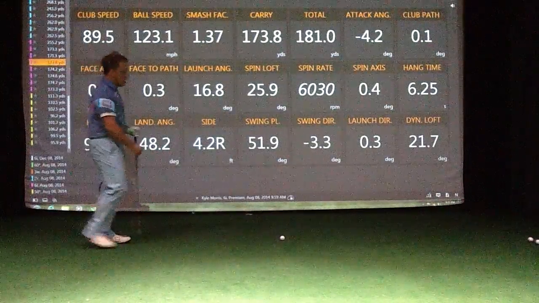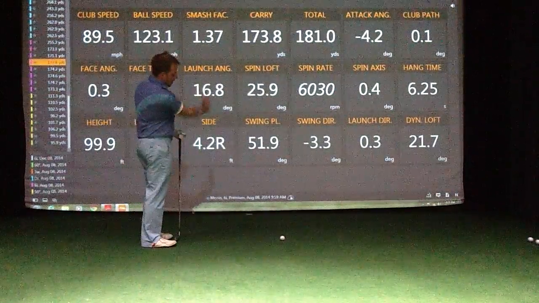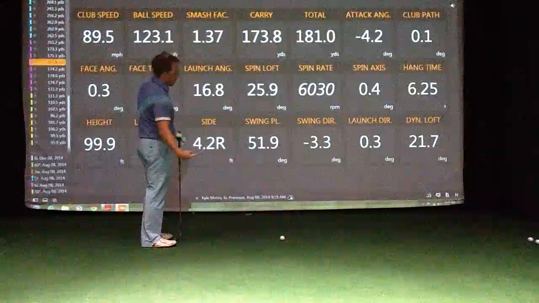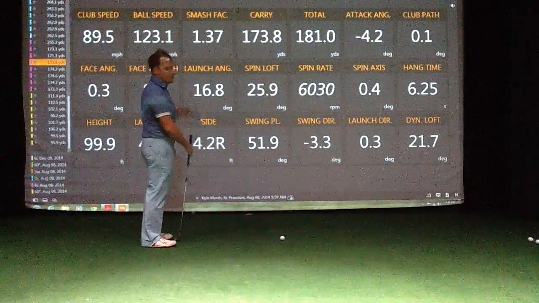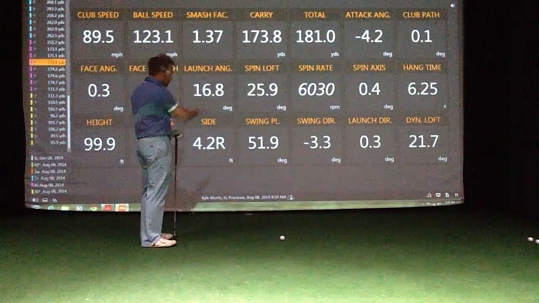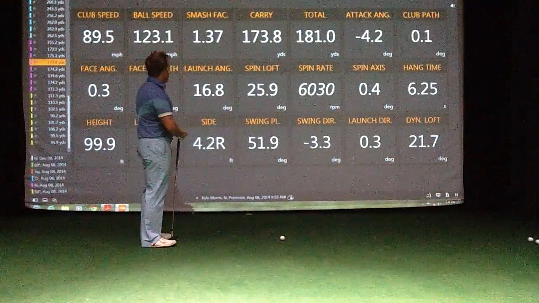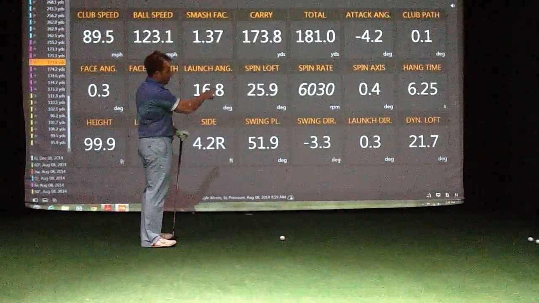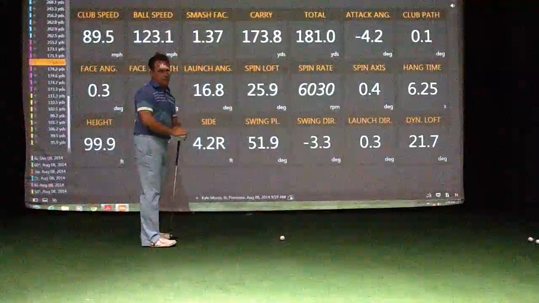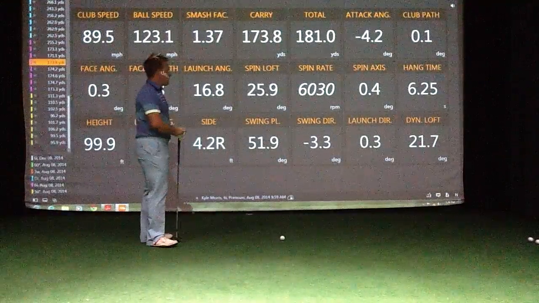The launch angle is how steeply that ball is taking off after impact. So if it's taking off really high in the air, this launch angle is going to be much higher. And if it's a low, boring flight, this launch angle is going to be lower. The spin loft is the relationship between the attack angle and the dynamic loft. It also is a measurement to tell you how much we are compressing it.